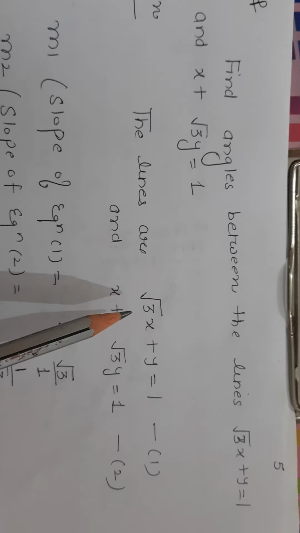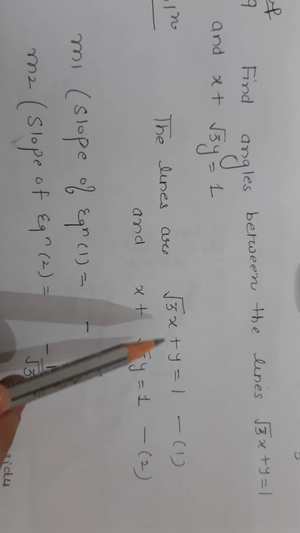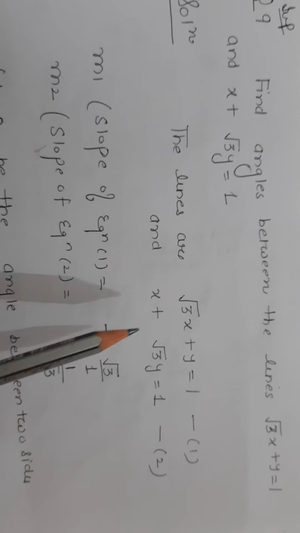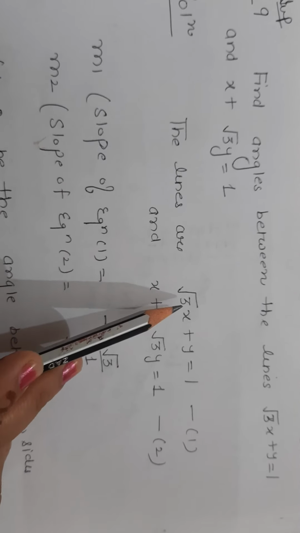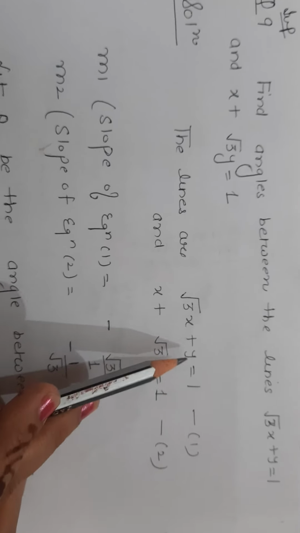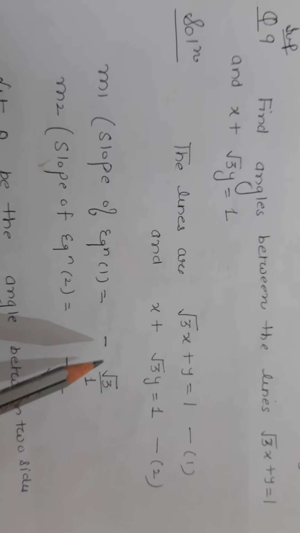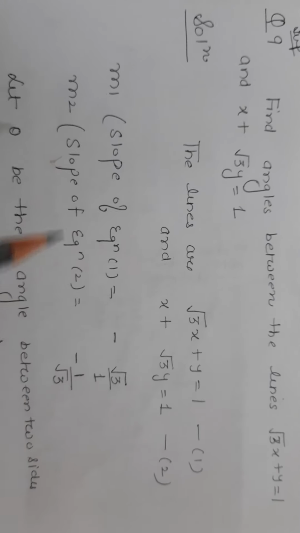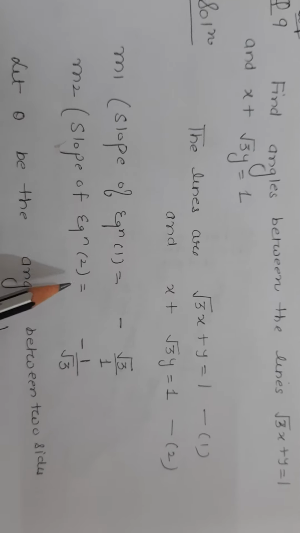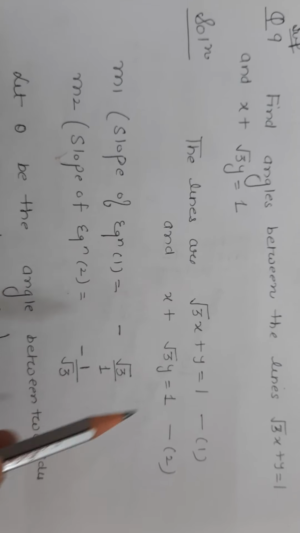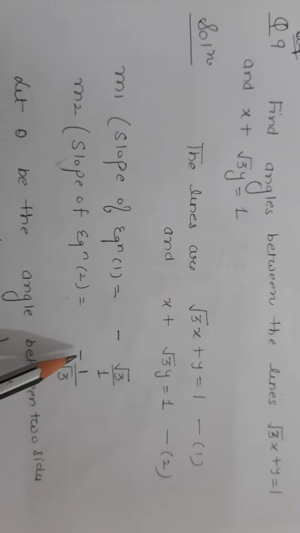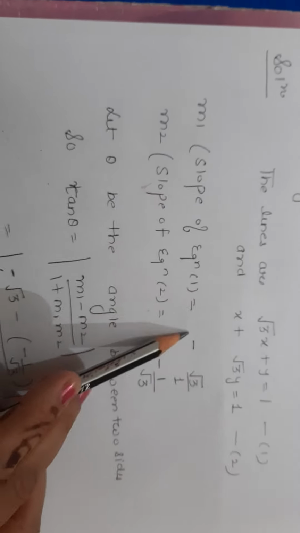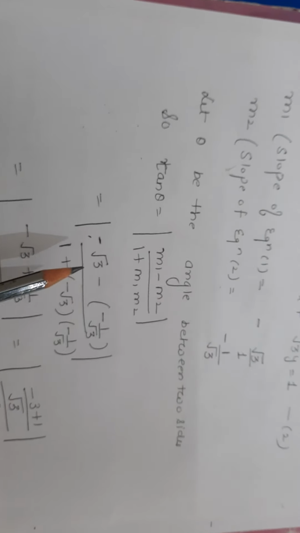So this is your first line, root 3x plus y equal to 1, and its slope, let it be m1, is the coefficient of x, root 3, divided by coefficient of y, 1, with the negative sign. m2 is the slope of second line. This is coefficient of x, 1, divided by coefficient of y, root 3, with the negative sign. So you have m1 and m2. Put the value in this formula.